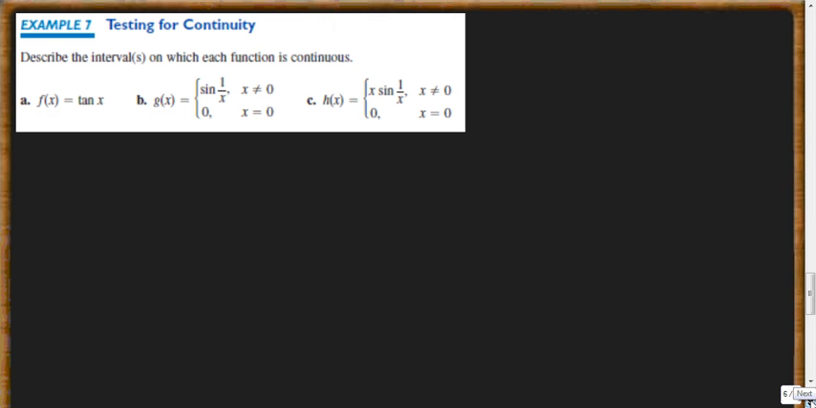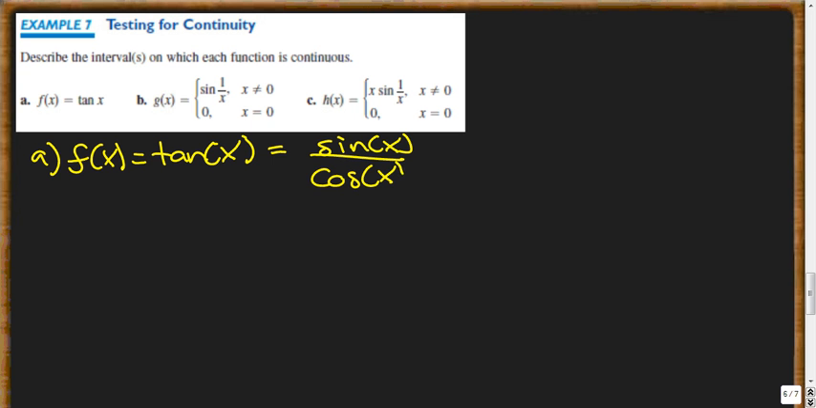Okay, so testing for continuity. Describe the intervals in which each function is continuous. Okay, so A, we've got f of x equals tangent of x. So here again, this is the sine of x over cosine of x. So we know that x cannot equal, from the last example, pi over 2 plus pi k. So we are continuous everywhere except for that.